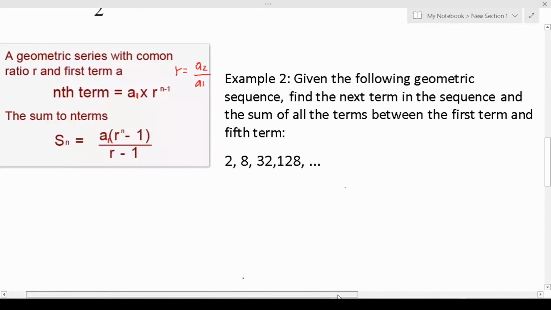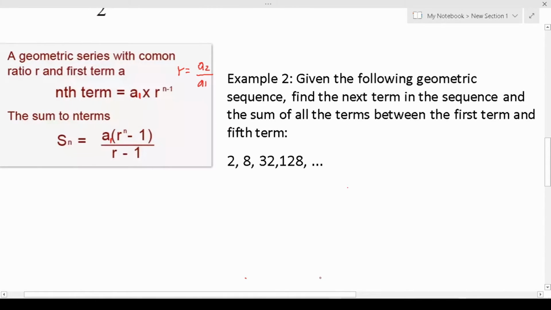So let's go ahead and get some practice with this. Example 2, as you can see, says, given the following geometric sequence, find the next term in the sequence and find the sum of all of the terms between the first term and fifth term. So as we did with arithmetic sequences, let's start by identifying what we have. We have a sub 1, a sub 2, a sub 3, a sub 4, I shouldn't say 4th.